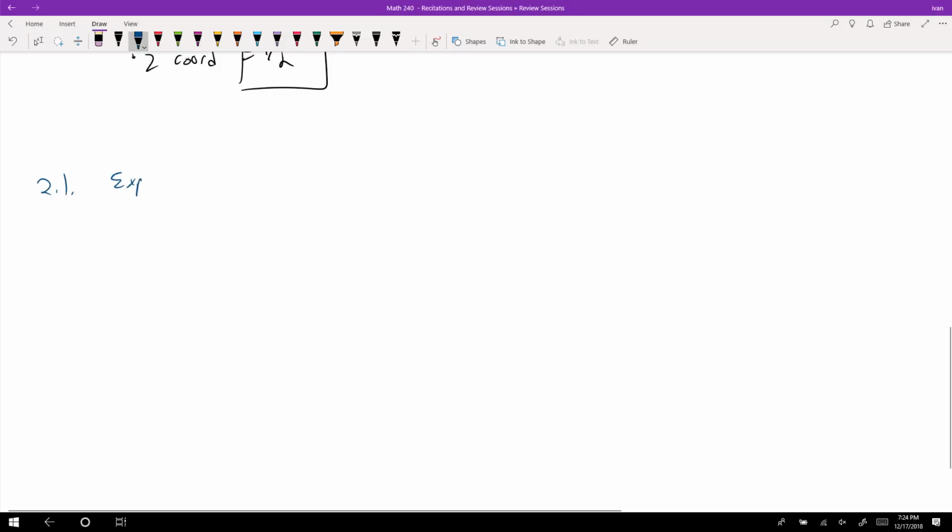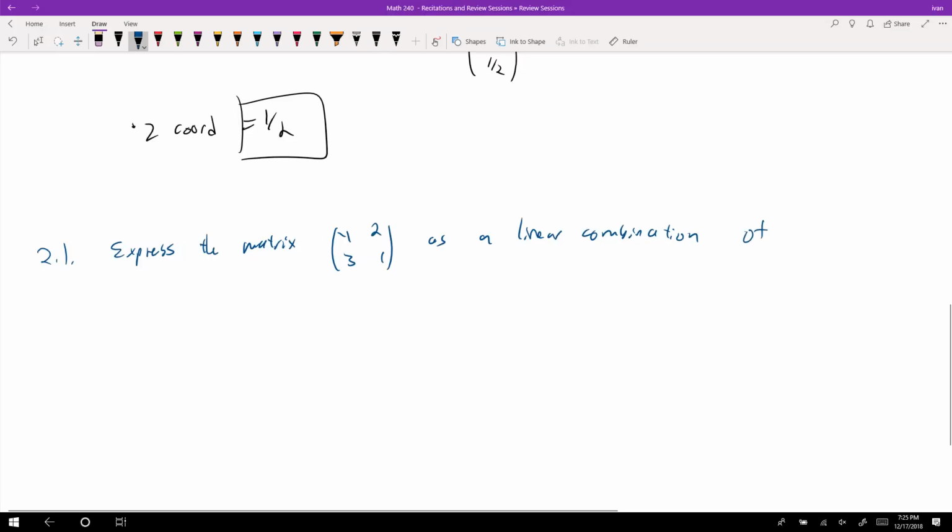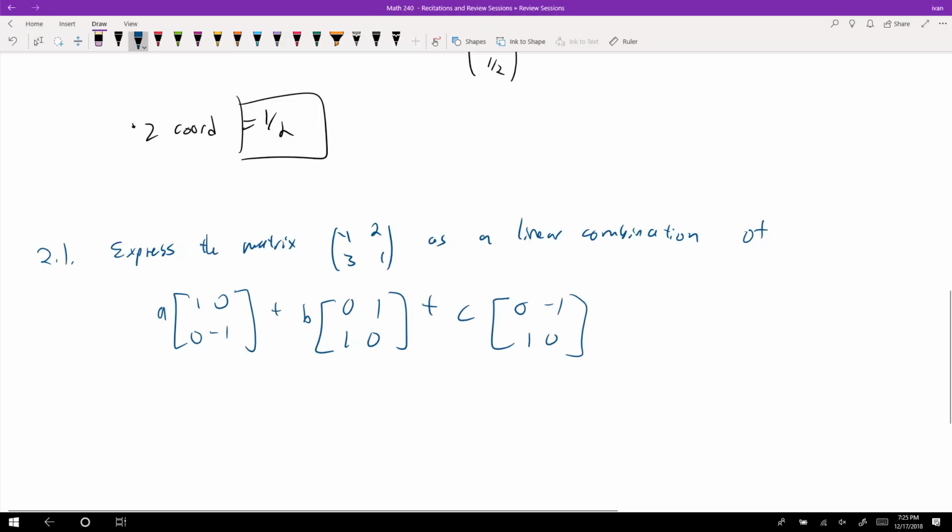Well, it says express the matrix negative 1, 2, 3, 1 as a linear combination of A times 1, 0, 0, negative 1, plus B times 0, 1, 1, 0, plus C times 0, negative 1, 1, 0. Wait, is that it? Yeah, okay, I guess. So the problem asks you to find A, B, C. This is a super easy problem. I don't know why they put it on the exam, but all right, so how do we do this?